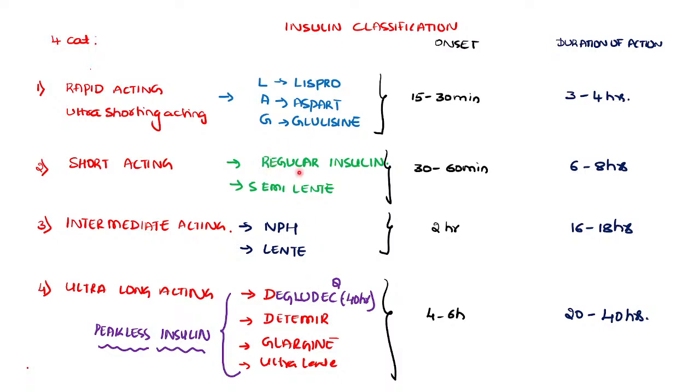And which is the drug which is given particularly through the IV route? It is your regular insulin. All the insulins are given through the subcutaneous route, whereas regular insulin is given through the intravenous route in the treatment of diabetic ketoacidosis. Hope this will help you in terms of fetching more marks in your exam. So this completes your insulin classification.